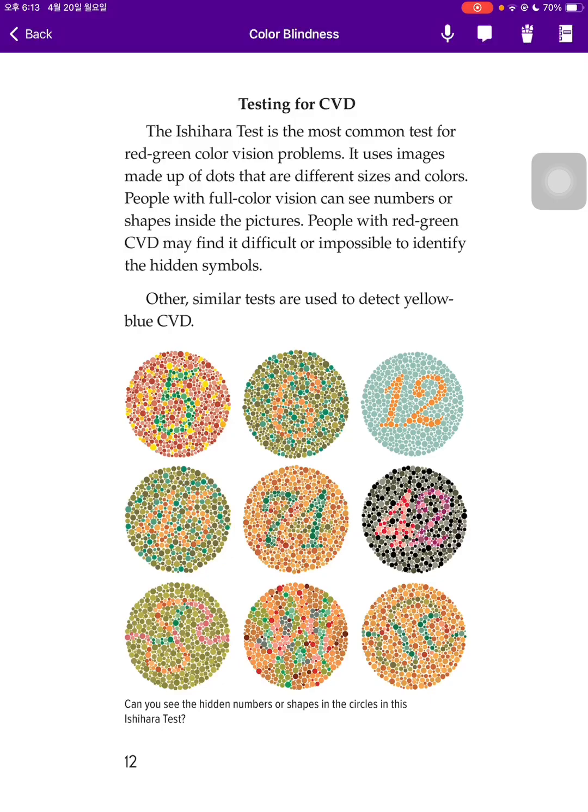Testing for CVD. The Ishihara test is the most common test for red-green color vision problems. It uses images made up of dots that are different sizes and colors. People with full color vision can see numbers or shapes inside the pictures. People with red-green CVD may find it difficult or impossible to identify the hidden symbols. Other similar tests are used to detect yellow-blue CVD.